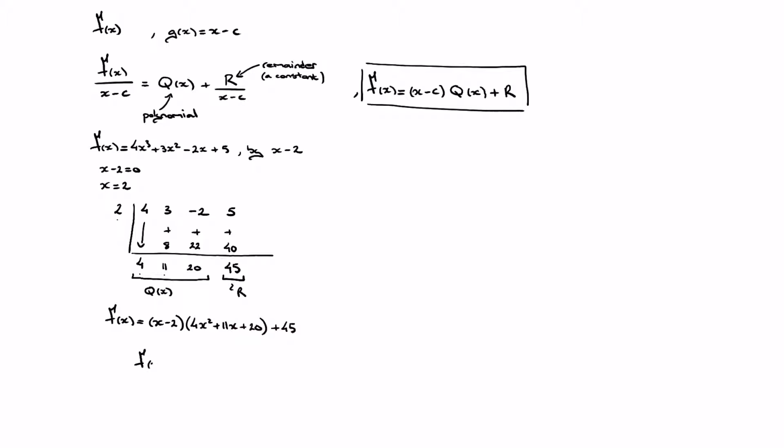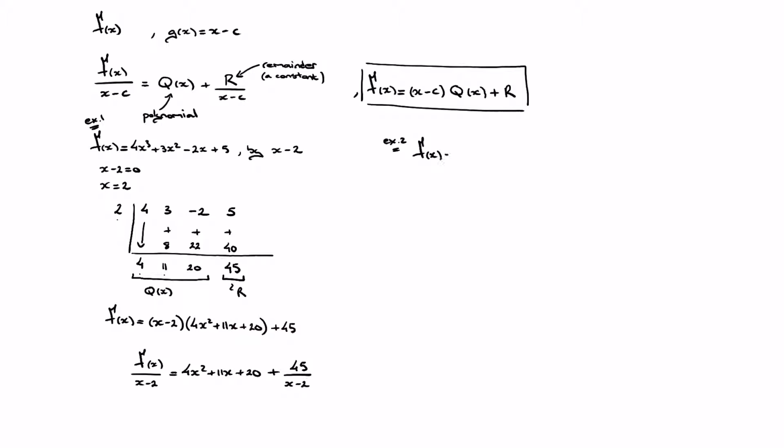f of x over x minus 2 equals 4x squared plus 11x plus 20 plus the remainder 45 over x minus 2. And there we go. That's how we perform synthetic division of polynomials. Now let's look at one more example. Let's say, for instance, we had to divide the following.